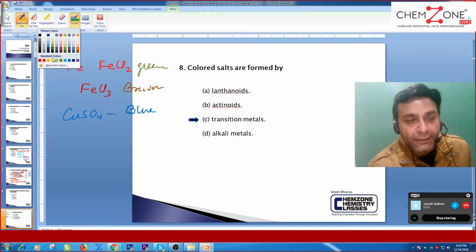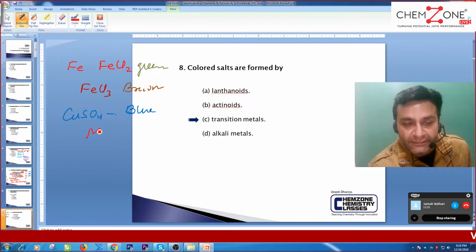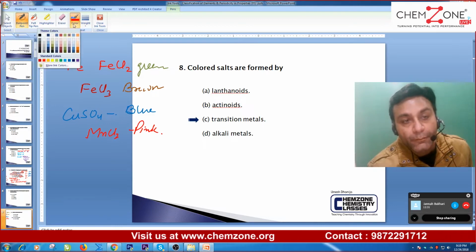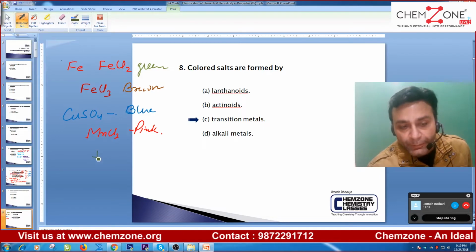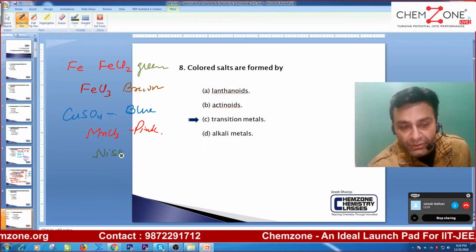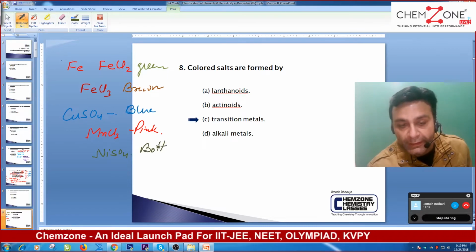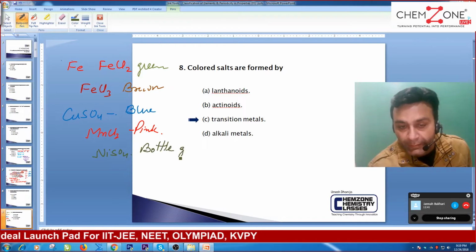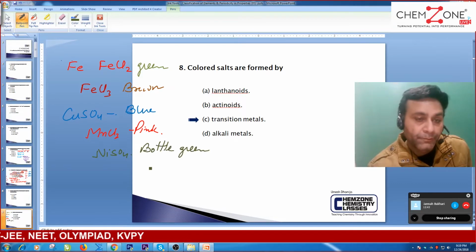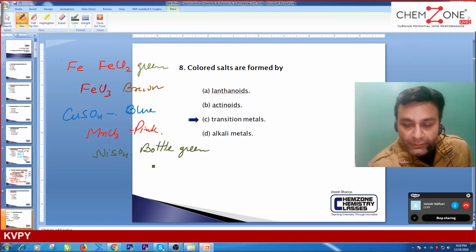For elements like manganese, they form all of the pink color. And the nickel compounds, like nickel sulfate or nickel chloride, have a bottle green color, exactly like this one I'm writing right now. Are you getting me? So they have a different color here.